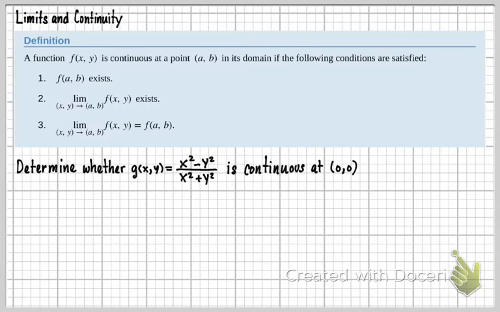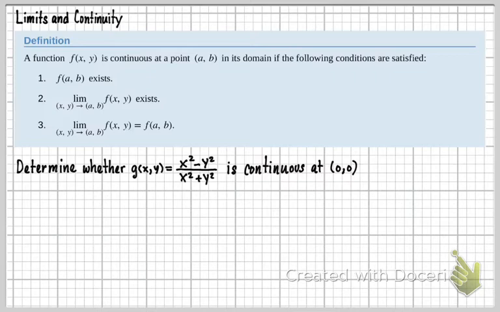at the point ab. And then the next one, number 2, is the limit as xy approaches ab of f of xy exists. That means the limit has to exist. That means it has to go to some finite number, the limit of f of xy as that approaches ab. And the third one is the limit of f of xy as xy approaches ab has to equal f of ab. So if any one of these 3 conditions does not hold, that tells me that this is not continuous at that point ab.